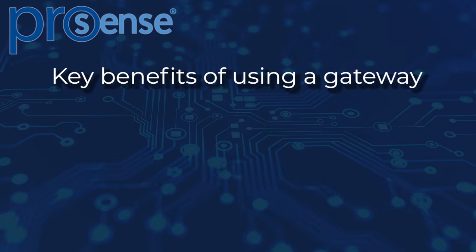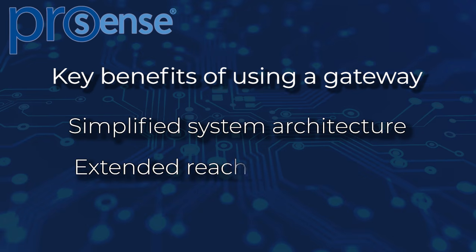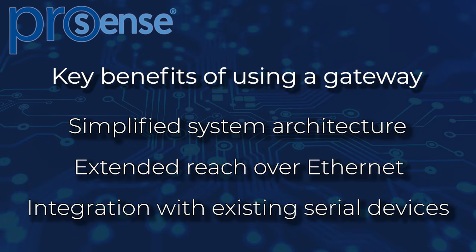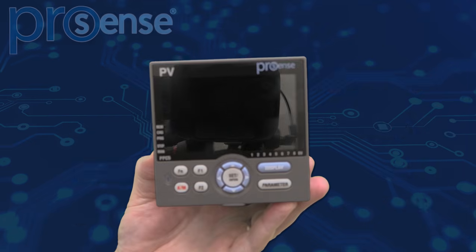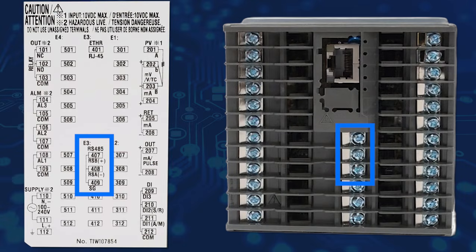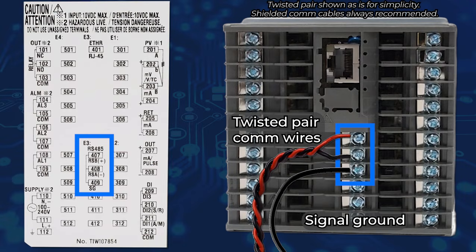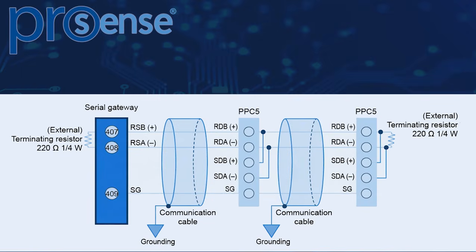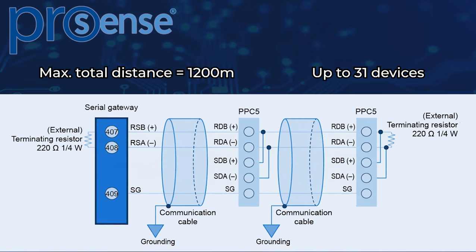Key benefits include simplified system architecture, extended reach over Ethernet, and seamless integration of existing RS-485 equipment into networked control systems. Setup is straightforward. Wire serial devices to the PPC5's RS-485 terminals in a 2-wire multi-drop configuration. Follow the manual's wiring guidelines for termination, biasing, and shielding. Maximum distance is 1,200 meters with up to 31 devices.